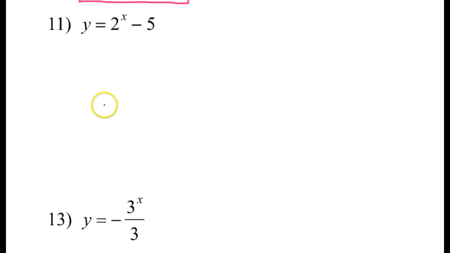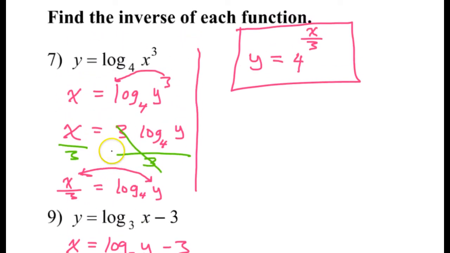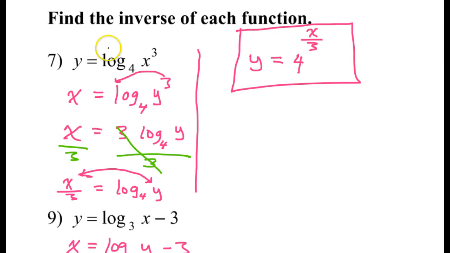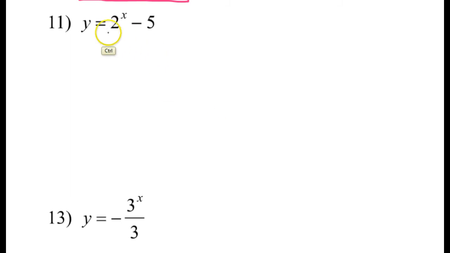Okay, now we're switching gears a little bit. The first 4 problems were starting out in logarithmic form, and then we had to switch to exponent form at some point. The last 4 problems will start out in exponent form, and we will have to switch to logarithmic form at some point. But still, the first step is to switch x and y. So we will start off with x is equal to 2 to the y power minus 5.